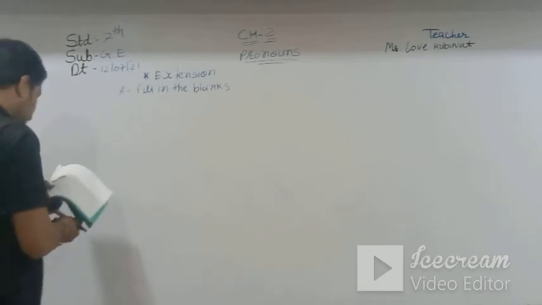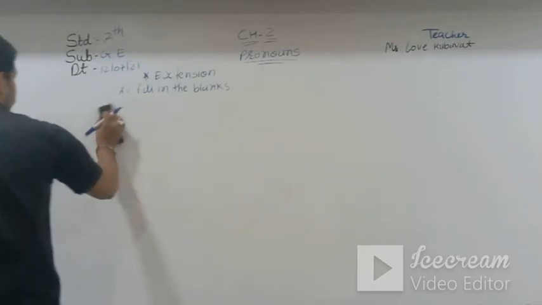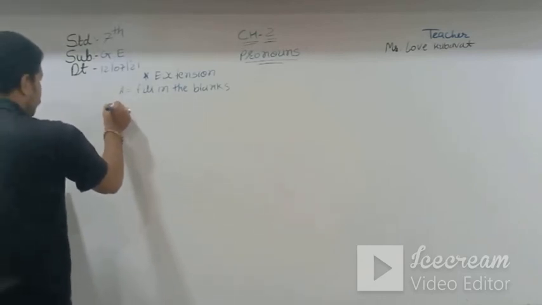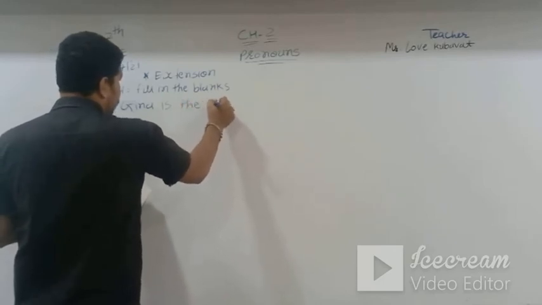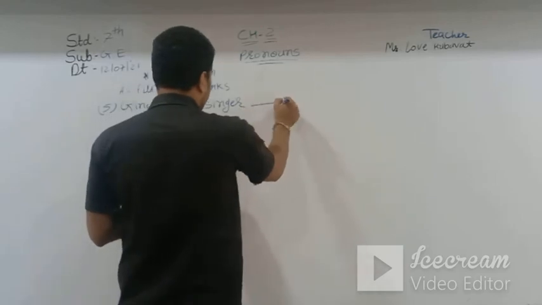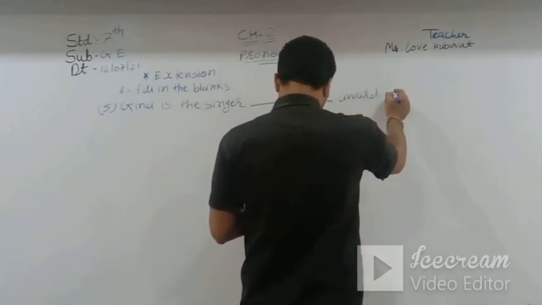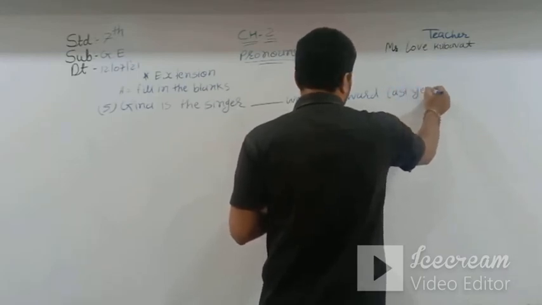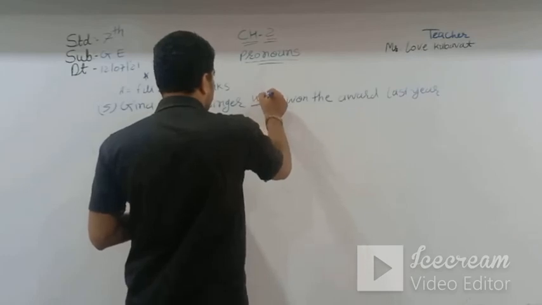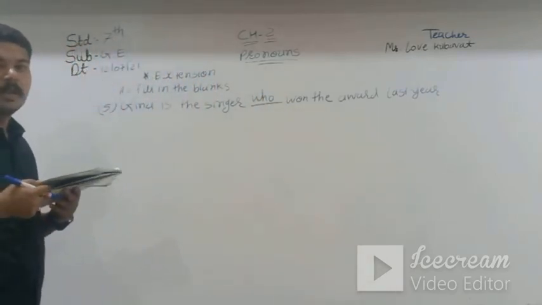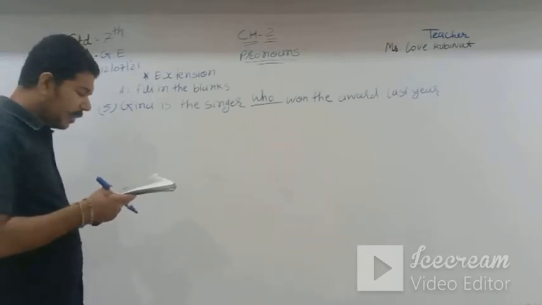Fifth one, Gina is the singer blank won the award last year. Gina is the singer who won the award last year. Because who is related to get the information about a particular person. That's why the answer is who. Gina is the singer who won the award last year.